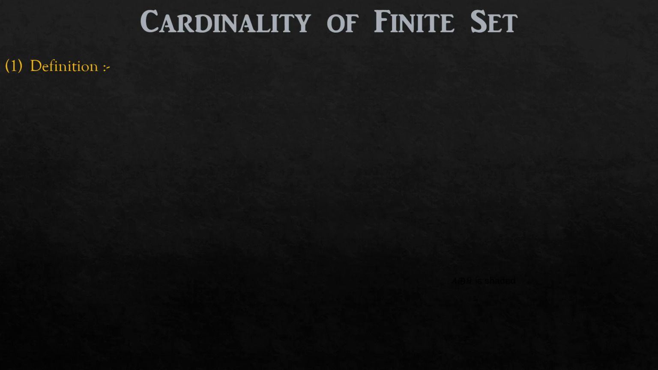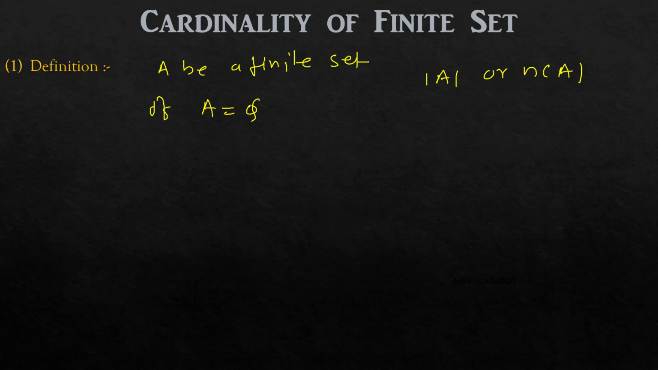Let A be a finite set. Then the cardinality of A is denoted by this symbol, or we can write n(A), as the number of elements in the set. If A is equal to the empty set, then the cardinality of A is equal to 0.